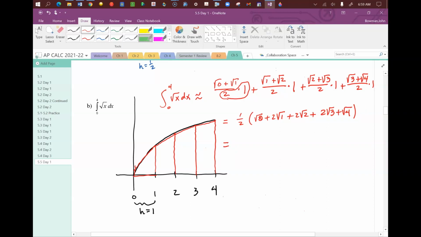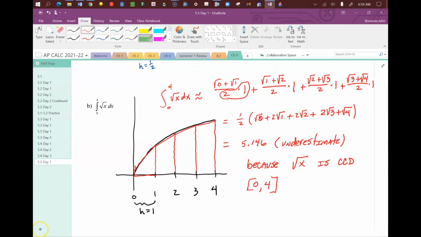And if you do that, you end up with the following: 5.146, and this should be an underestimate because the square root of x is concave down on the closed interval from 0 to 4. Again, don't try and memorize that rule. Just draw yourself a picture and figure it out from there.